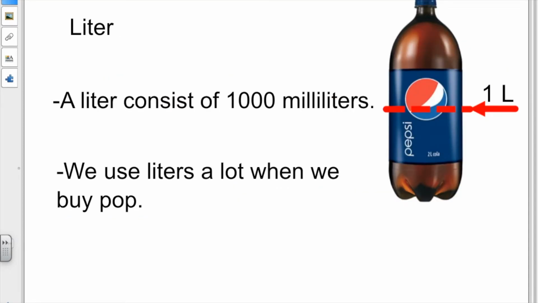And then a liter. You guys probably know of liters as in a 2-liter bottle of pop. So a liter consists of 1,000 milliliters, as we talked about earlier. And we use liters a lot when we buy pop. So here's a bottle of Pepsi, and the whole bottle is worth 2 liters. So therefore, if you cut it in half right here, everything below is 1 liter, everything above is 1 liter.